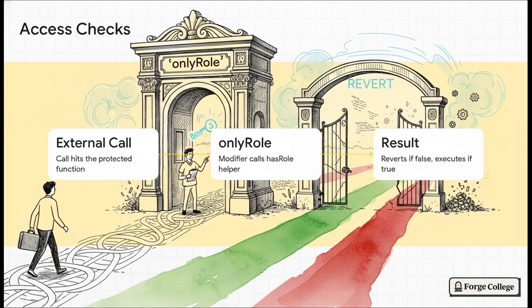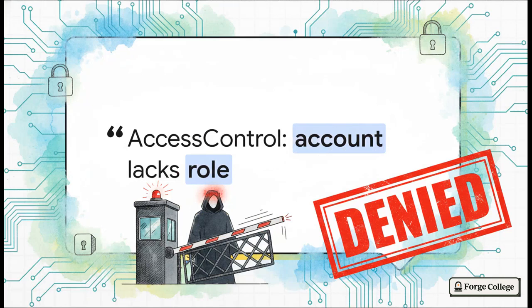It checks that nested mapping we just talked about to see if msg.sender, the person actually making the call, possesses the required role. Step 3, if the mapping reads true, the gates swing open and the code executes. If it reads false, the transaction instantly reverts. No entry.